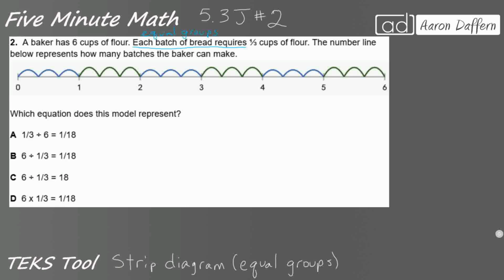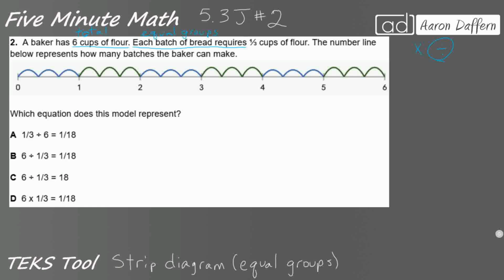And so when we're dealing with an equal group statement, that means we are either going to multiply or we are going to divide, depending on whether or not they give us the total. So let's look at the two quantities they do give us, 6 and 1/3. So a baker has 6 cups of flour. Is that number going to grow, or is that the total number of cups of flour? Well, it looks like that's the total. We're not going to get any more flour than that. So when we have our total in an equal groups word problem, that means we're going to end up dividing because we're going to take that total and divide it into smaller sections.